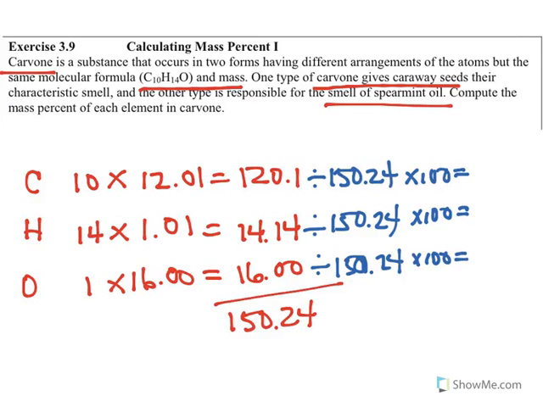Okay, so hopefully you've tried the problem now and you can compare your work to mine. Hopefully you got to the same point, and your final answers should have ended up with 79.94% for the carbon, 9.41% for the hydrogen, and for oxygen it would have been 10.65%.